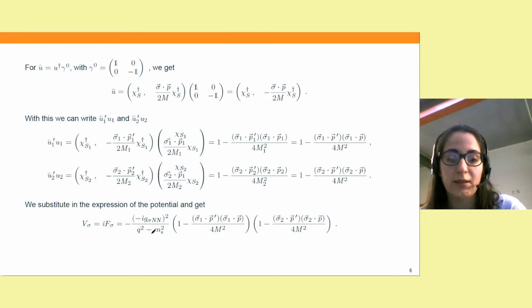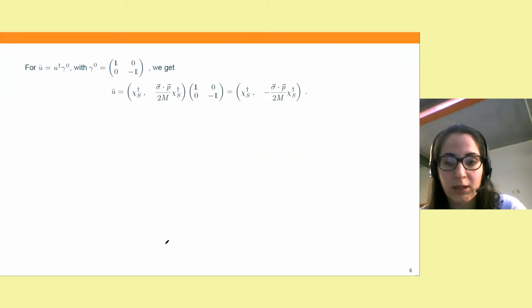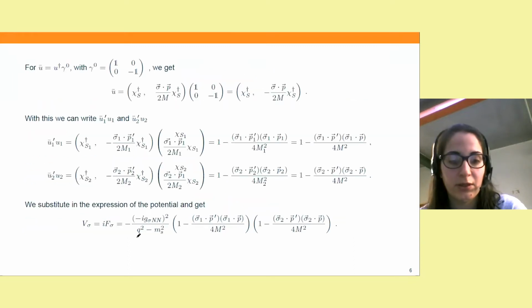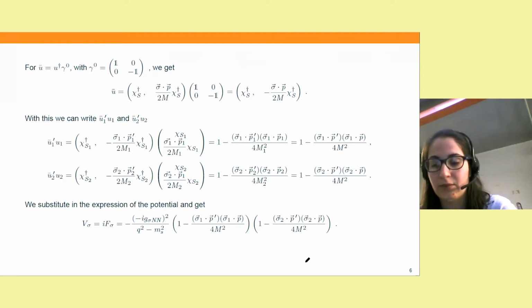We get the coupling squared divided by the propagator, and this I is coming from, wait, we have the I from the vertex, right? And we are writing already the potential, so it's I times the amplitude. So we have that I times I gives this minus here. And then we have the product of these things that we were getting here. Okay, any questions up to here?